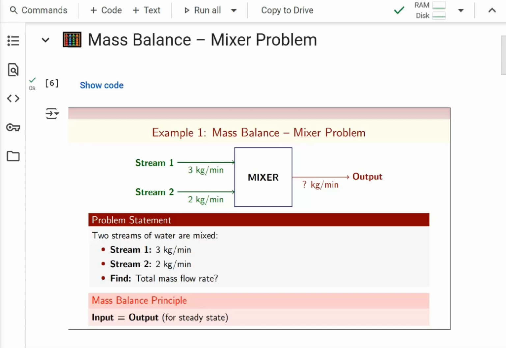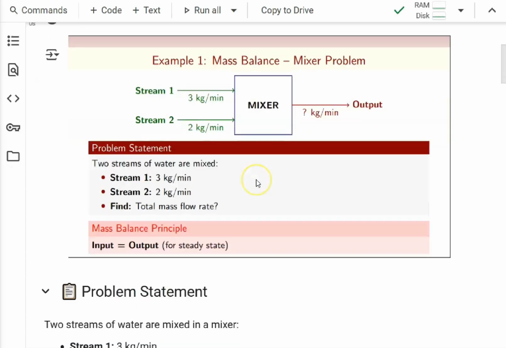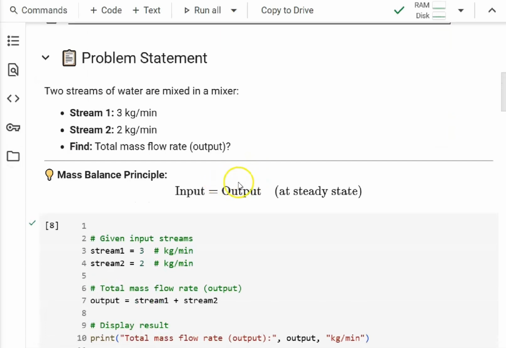Two water streams enter a mixing unit. Stream 1 is 3 kg per minute, stream 2 is 2 kg per minute. We consider it a steady state process. So what will be the total mass flow rate at the output? We know from the mass balance principle, input is equal to output.